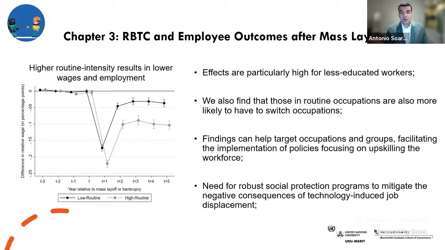In terms of policy recommendations, we believe the findings in this chapter can help target occupations and groups for the implementation of policies focusing on upskilling the workforce. We also highlight the need for robust social protection programs to help mitigate the negative consequences of technology-induced displacement.